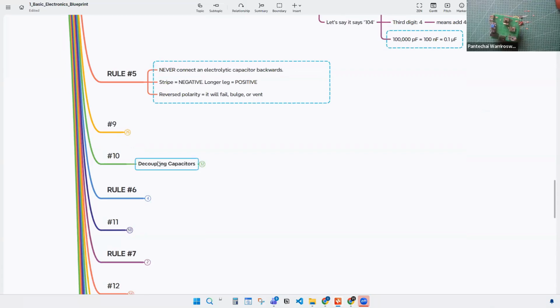Also, very importantly, today we are going to discuss one concept called decoupling capacitors in circuit design. Sanjay, what is that decoupling capacitor? What kind of problem is this decoupling capacitor going to solve? So everyone, in this camera feed, what is this?